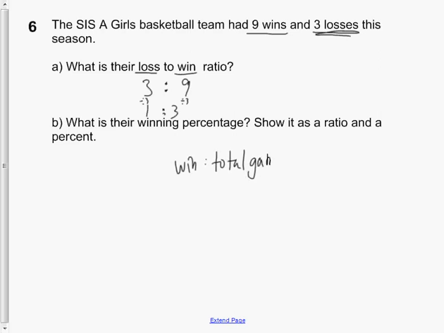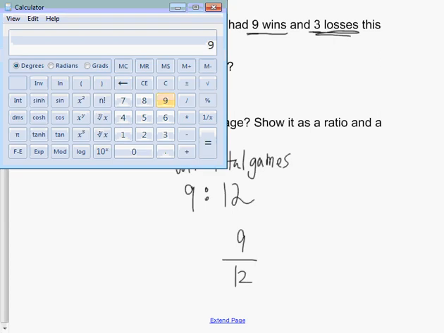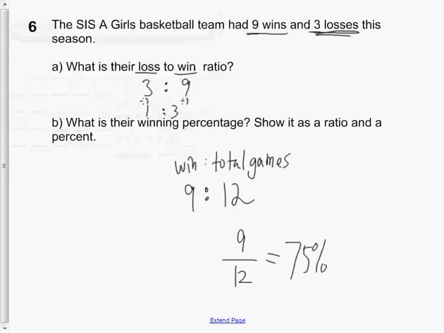And again, that number is actually not here. We have to do a little bit of math to figure that out. So they had 9 wins on the season, and they played 9 plus 3 is 12 total games. So therefore, they won 9 games out of 12, which if I take my calculator to figure out the percentage, 9 divided by 12 should be 75%. So therefore they won 75% of their games this season. So what is it as a ratio? That would be it as a ratio, and as a percentage, since it's a part to whole, the percentage would be 75%.